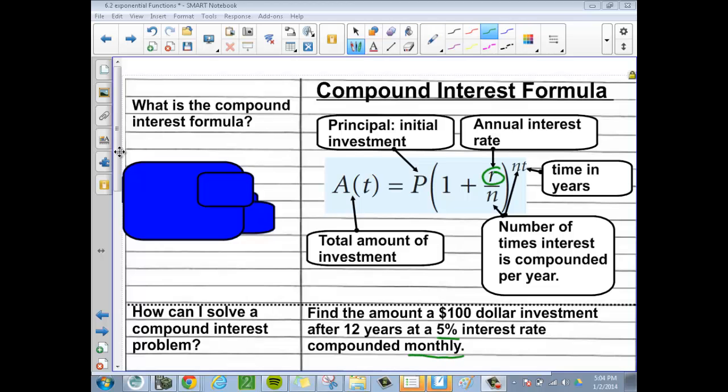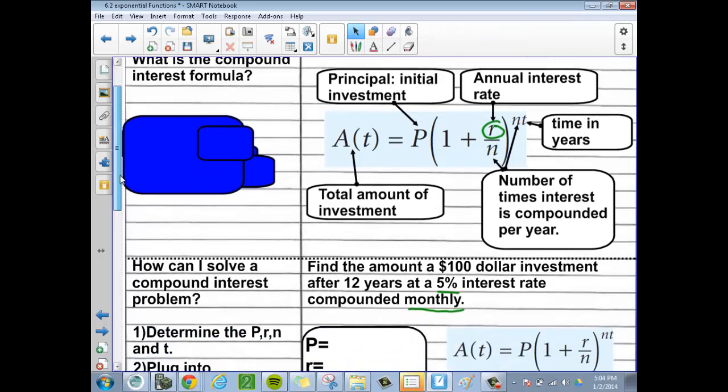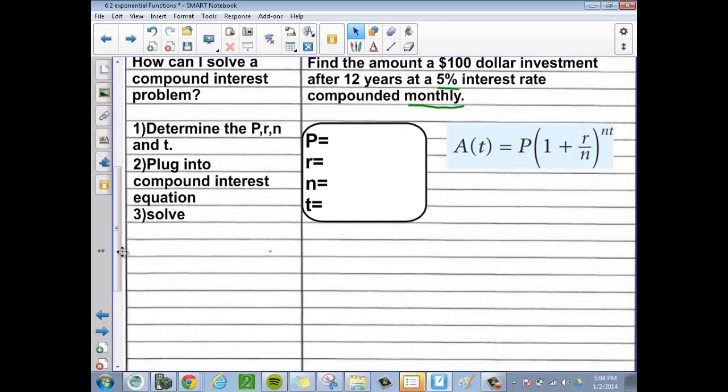So to solve a problem just like this, we kind of want to do it in steps. Now the first step I would say would be to determine the P, the R, the N, and the T of the equation. We want to determine this P, this R, this N, and this T right there. Those are the things we want to determine. So let's take a look at that.